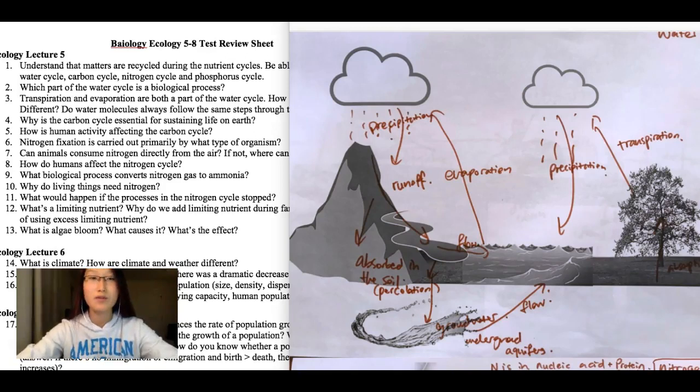Hello everyone, this is a review video for Ecology Lecture 5 where we talk about the 4 different kinds of nutrient cycles. So the first cycle that we talk about is the water cycle. It's quite straightforward. So let's take a look.